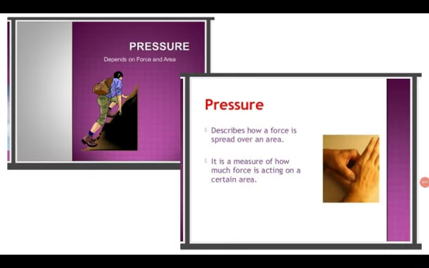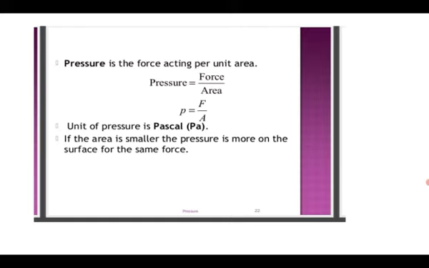Pressure is related with the force. It is a measure of how much force is acting on a certain area. Pressure is the force acting per unit area. Student, you know that this pressure is exerted by the atmosphere. Our earth has an atmosphere, a blanket of air, and we know that air has mass. So air also exerts its weight on the surface, and when we calculate the force of the atmosphere per unit area on the earth's surface, that is called pressure.